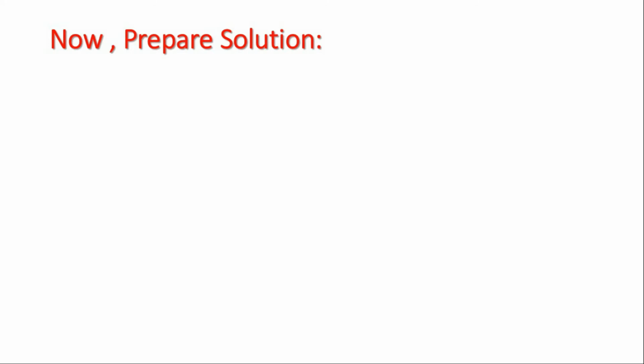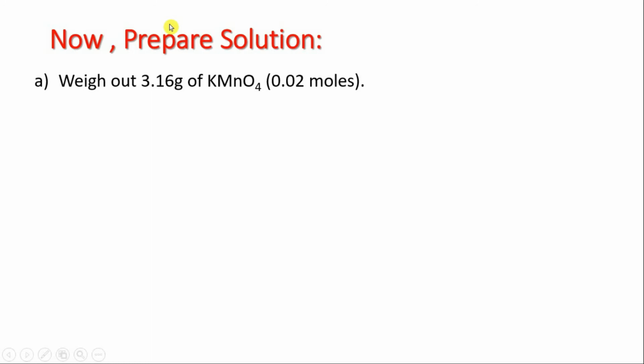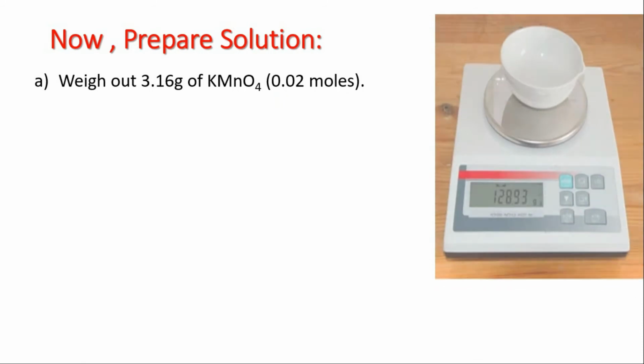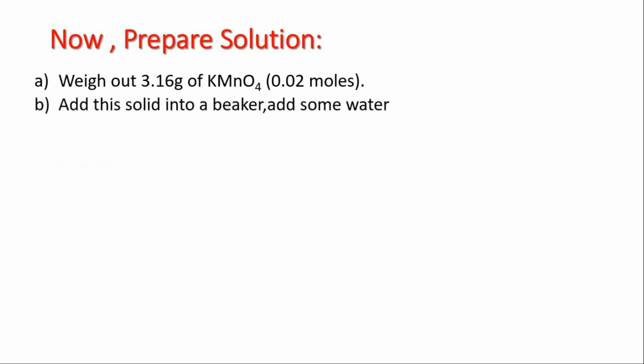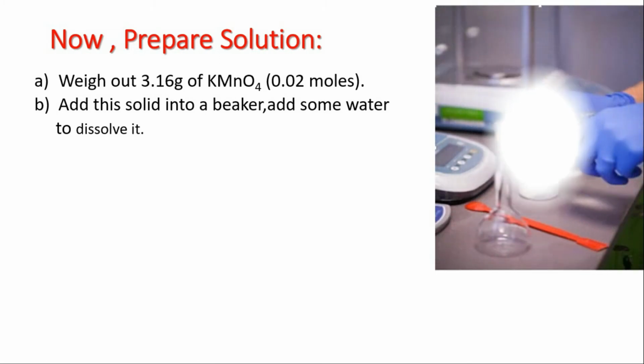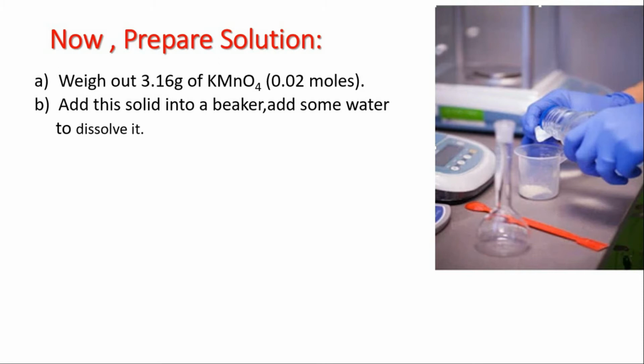Now we will prepare the solution. After finding the mass of KMnO4, now we will prepare the solution. First of all, weigh out 3.16 gram of KMnO4 that has the number of moles 0.02 moles, right? Now add this solid into a beaker and add some water to dissolve it. We will transfer 3.16 gram of KMnO4 into the beaker and add some water to dissolve it, right? जो हमने वेट किया है KMnO4 का, हम उसको बीकर में ट्रांसफ़र करेंगे, उसमें कुछ वाटर डालेंगे ताकि वो जो सॉलिड है वो डिज़ोल्व हो जाए.